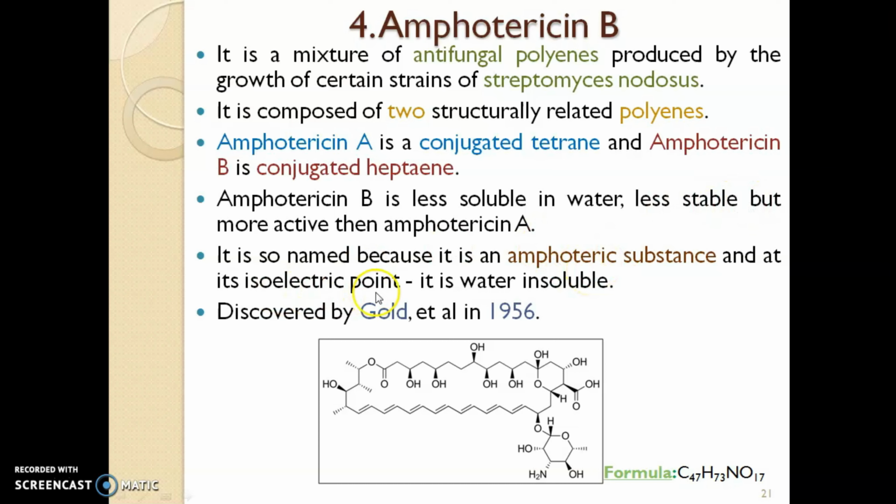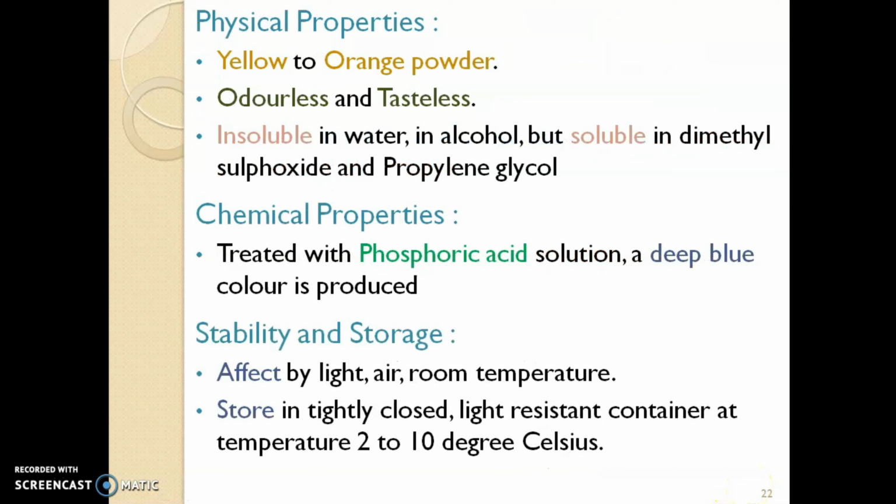At the isoelectric point, it is water insoluble. This compound was discovered by the scientist Gould in 1956. Below is the structure having the chemical formula C47H73NO17. Next point is physical properties. Amphotericin B is yellow to orange in color, and it is odorless and tasteless. Also, regarding solubility, it is insoluble in water and alcohol, but soluble in dimethyl sulfoxide and propylene glycol.